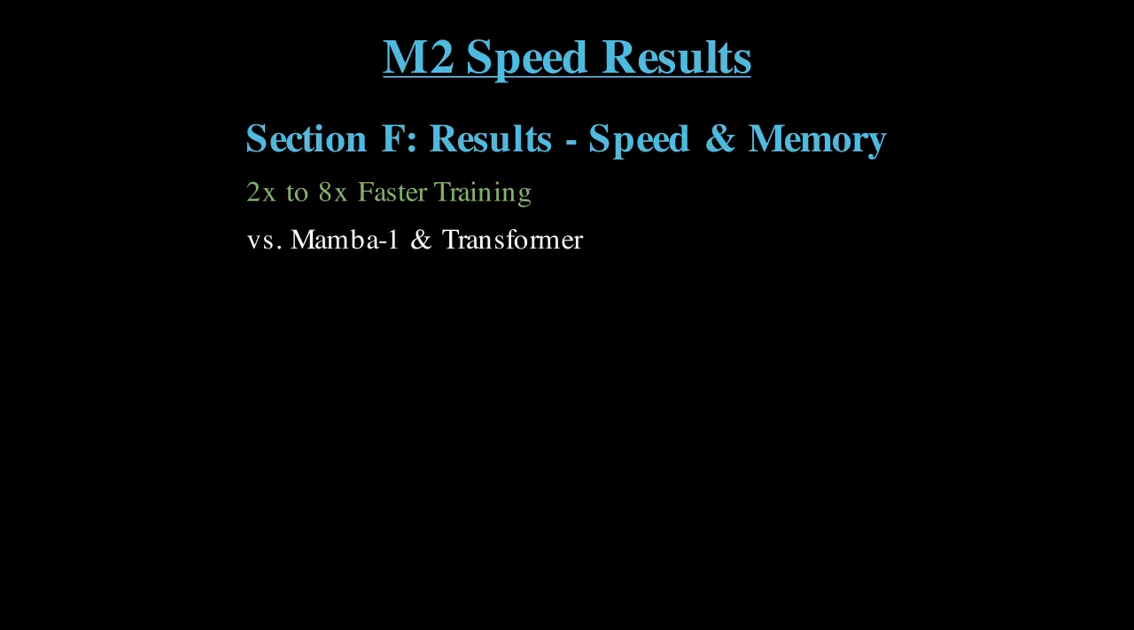The plot here shows this clearly. You can see the training step time on the y-axis versus sequence length on the x-axis. The transformer's quadratic scaling is obvious. But notice the gap between Mamba-1 and Mamba-2. Mamba-2 is consistently faster.